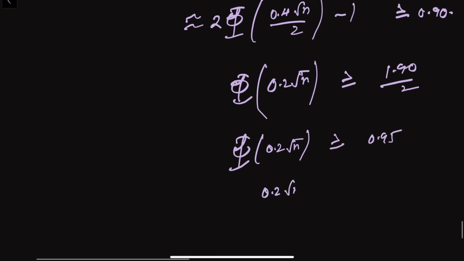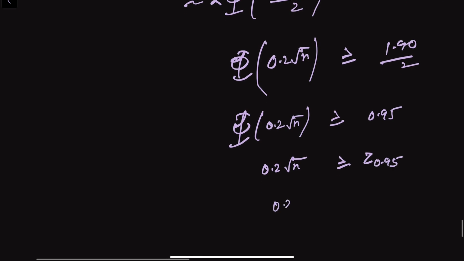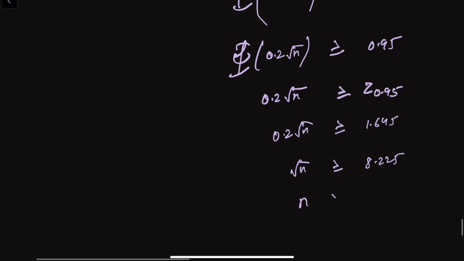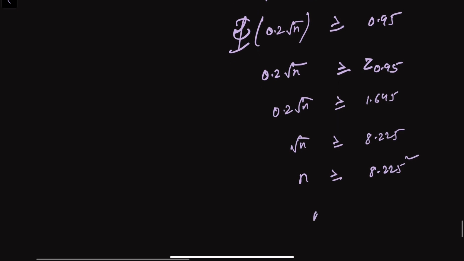So that means 0.2 root n is greater than or equal to the z score at 0.95, which is nothing but 1.645. So that means the square root of n is greater than or equal to 8.225. So n is greater than or equal to 8.225 squared. So that means n is approximately 68.